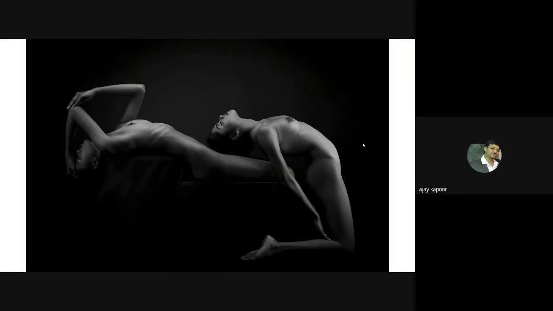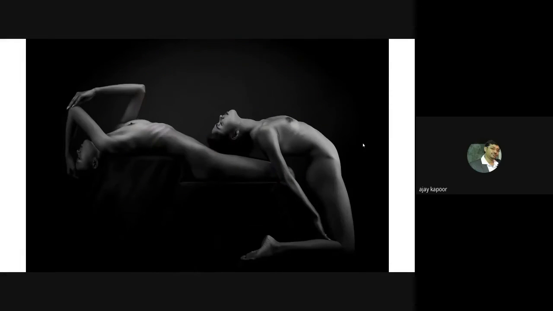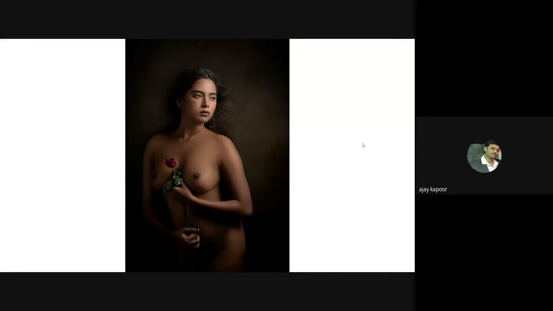Yeah. Rajdeep, Ajay here. Just one question. Yes, Ajay. If you go to the last image, I would just like to know, maybe for a few of the images, not all images, otherwise it will definitely take time, can you tell what was the light setup you used, just for our understanding? And what are the do's and don'ts of doing the light setup?